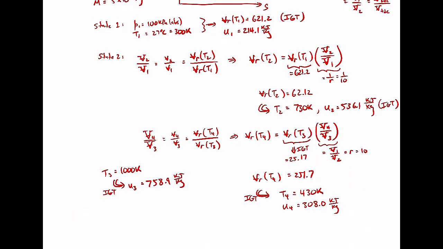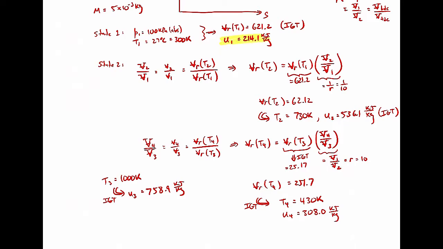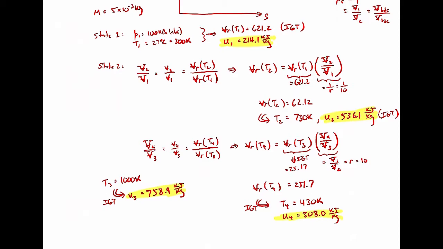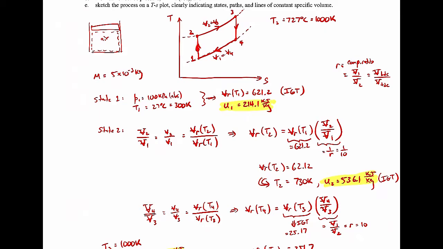What I'm particularly interested in ultimately are the specific internal energy values. We've gotten U1 there, we have U2 here, we looked up U3 given T3, and then we also found U4. We're going to use these because we're going to calculate the value of work and heat using the first law applied to the various parts of this cycle. Okay, so we've just found properties at the various points so far.